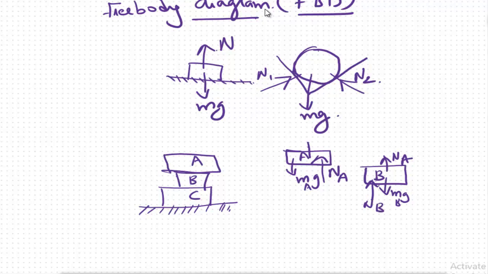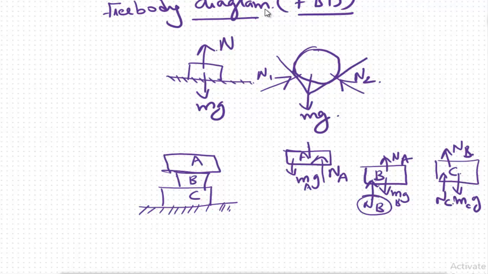I am representing it as NB. Now what about C? C will be giving an mg, mass of C into g, that weight will be there, and this is giving a force which we represented here. From C only it is giving towards B, right? So NB is acting over here, and mg is acting in the downward direction. So for that a reactional force will be acting towards C.